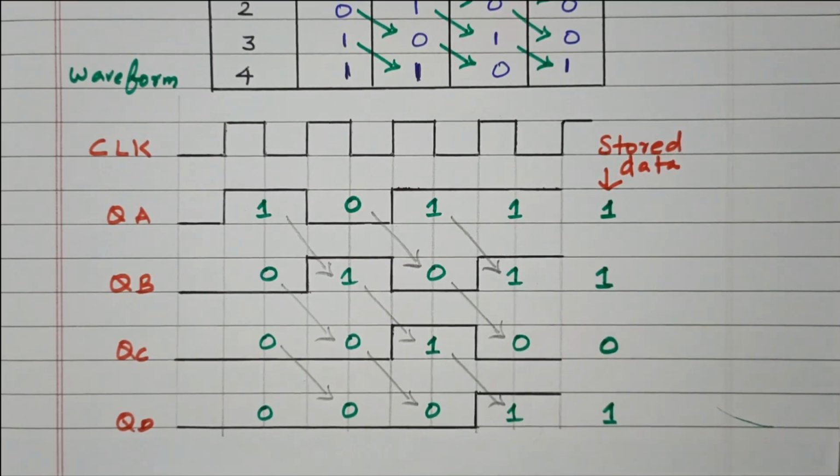So in this video we discussed the serial in parallel out register. We discussed the block diagram and how the data is transferred. We took the sample data 1, 1, 0, 1, applying the data one by one, 1, 0, 1, 1, and discussed how it is moving. We also discussed the truth table and waveform.